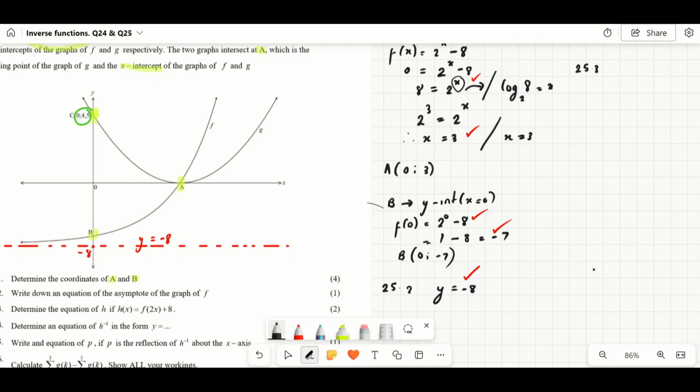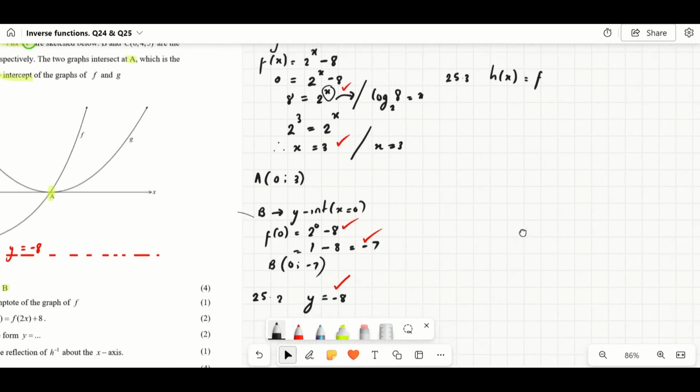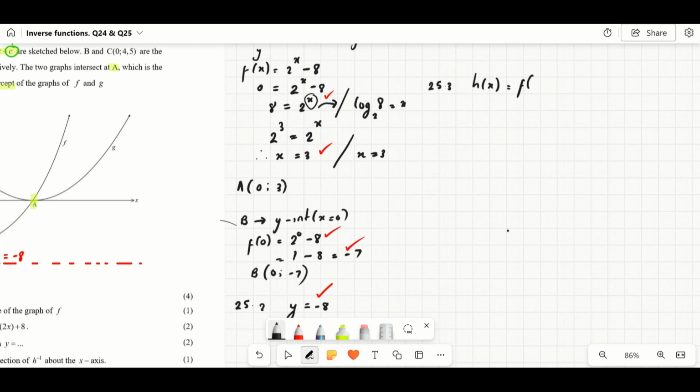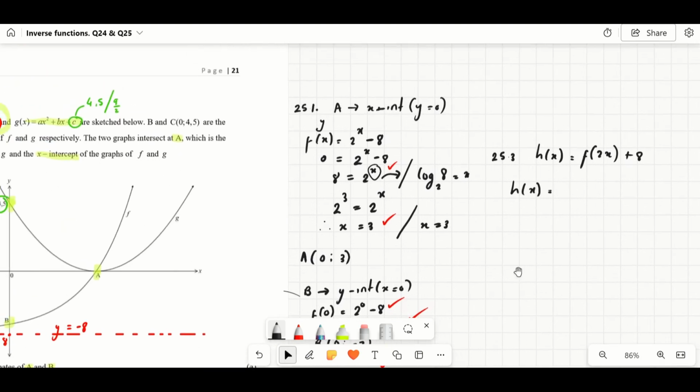25.3. For you to find h of x, you must take the graph of f, and where there is x, you substitute 2x, and then you add 8. Okay, so I'm going to do this now. h of x is equal to, I'm going to take the function for f of x. Remember that function is 2 exponent x minus 8. This is f of x.